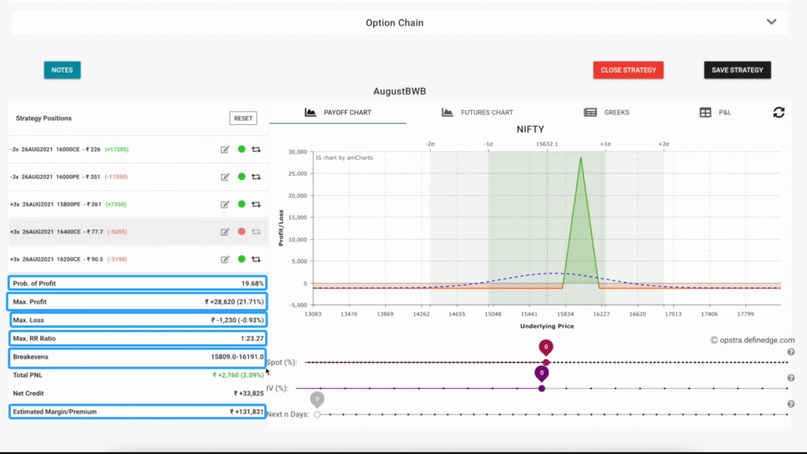Also, there is both upside and downside risk in the adjusted position. That is, if Nifty rises above the upper break-even point of 16,191 or falls below the lower break-even point of 15,809, the position experiences a loss of rupees 1,230.